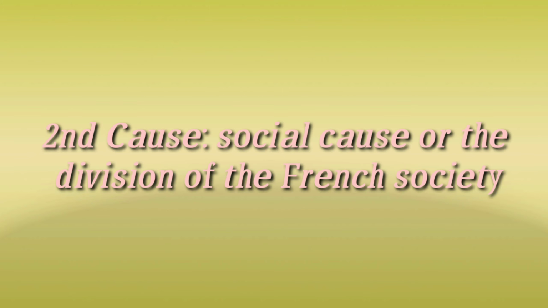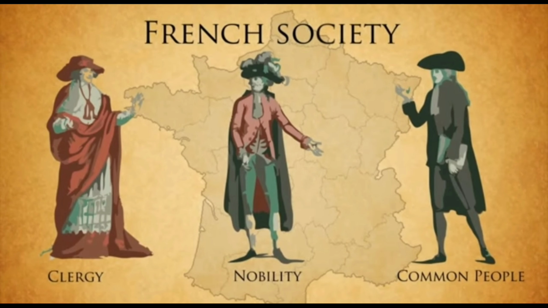Second, social cause, or the division of French society. The society of the 18th century was divided into three estates: clergy, nobility, and the common people, commonly called the first, second, and third estates.